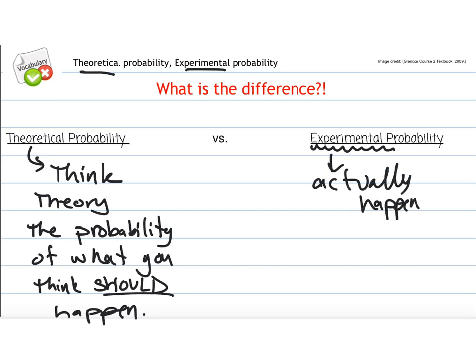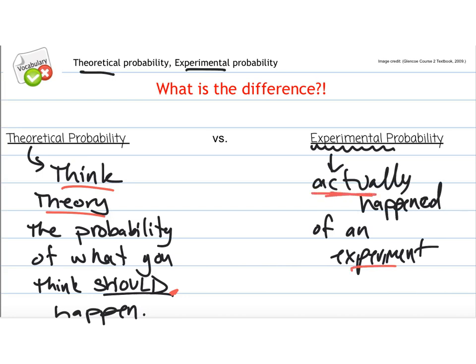So the actual results of an experiment. And then you can compare the two. If I theoretically should get a heads half of the time when I flip a coin, and I flip that coin 50 times, and I get heads 26 of the 50 times, that is relatively close, my theoretical and experimental. Theoretically is what you think or what should happen based on my odds. Experimental probability is what actually happens after you've completed an event.